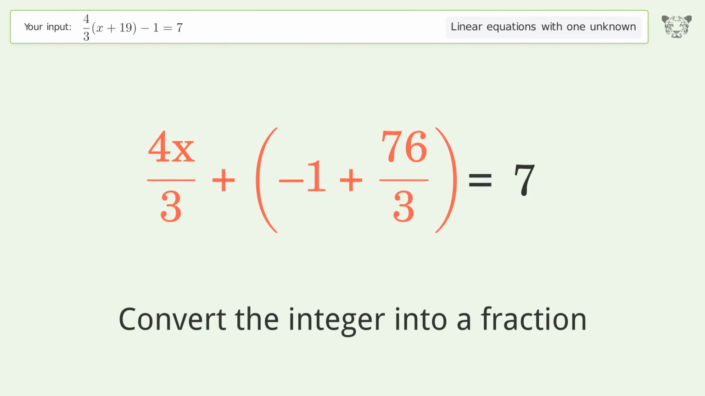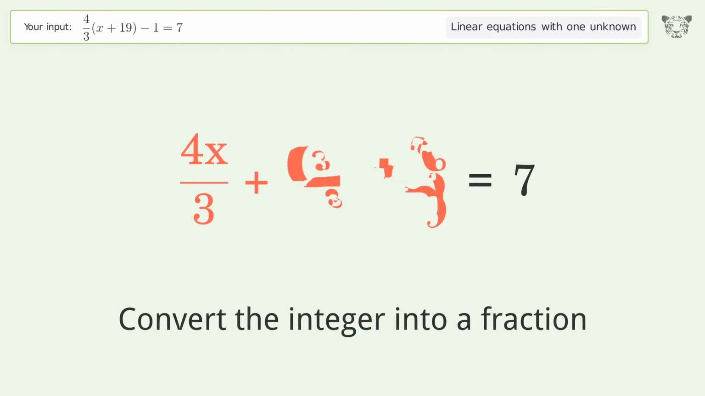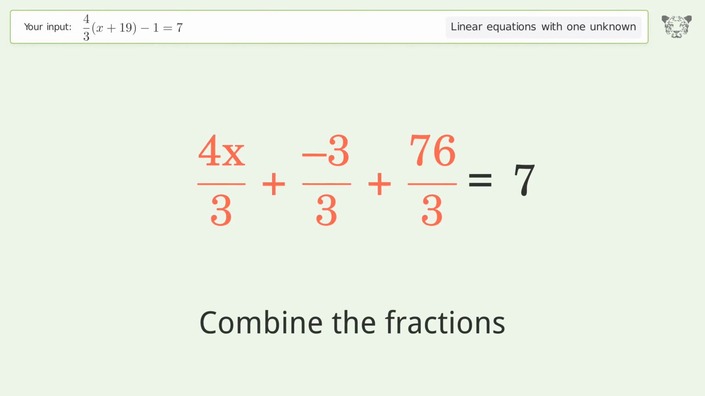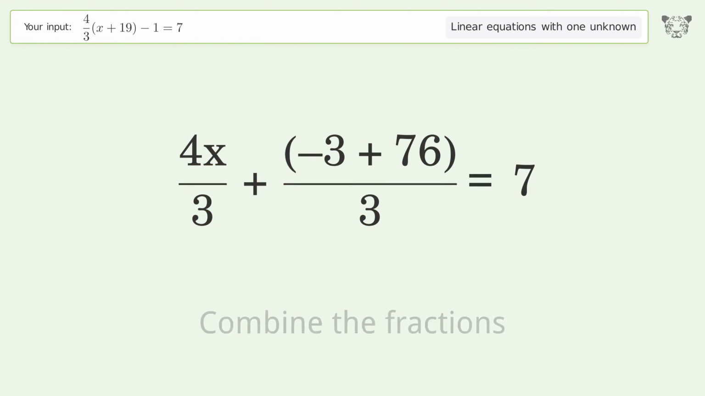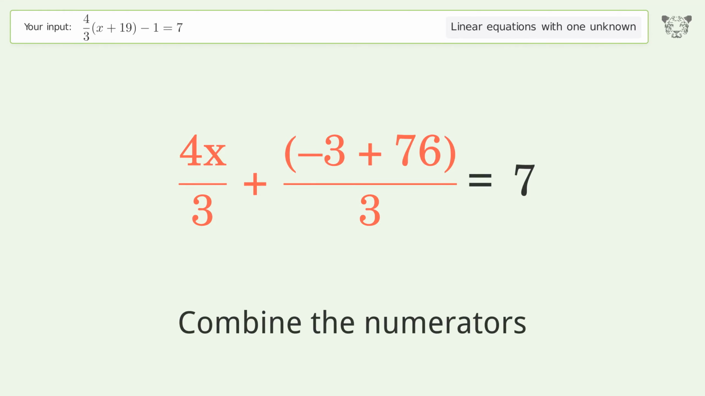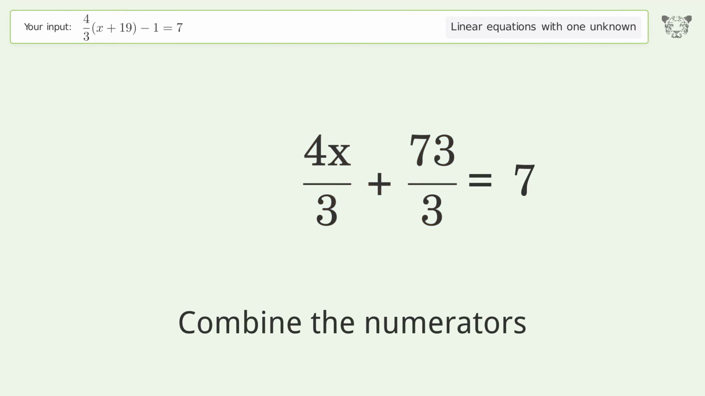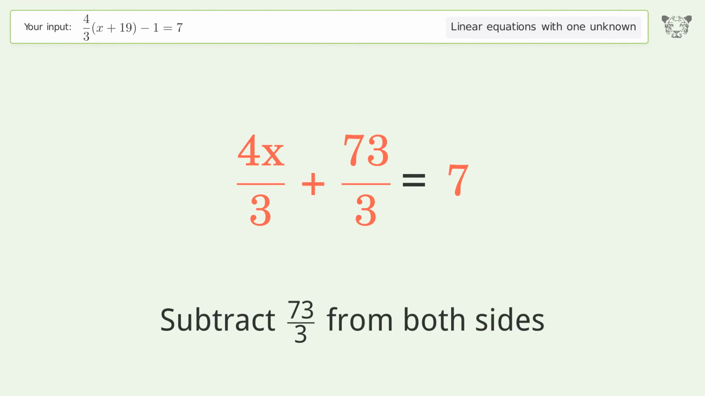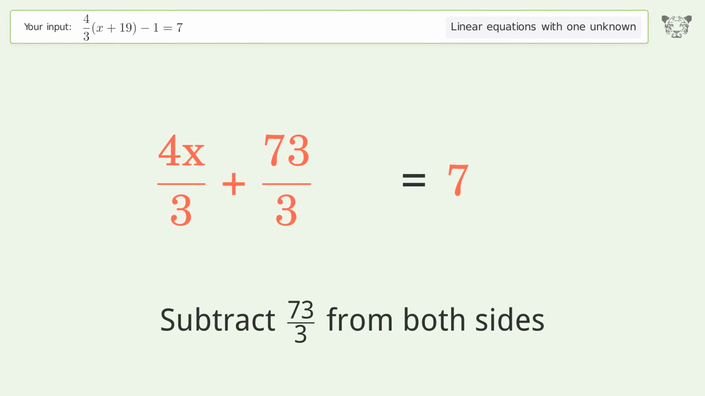Convert the integer into a fraction. Combine the fractions. Combine the numerators. Group all constants on the right side of the equation. Subtract 73/3 from both sides.